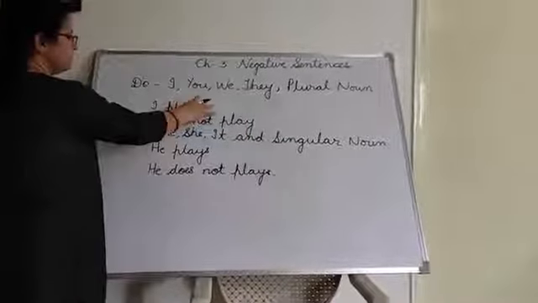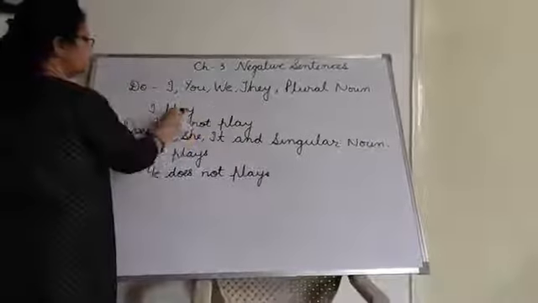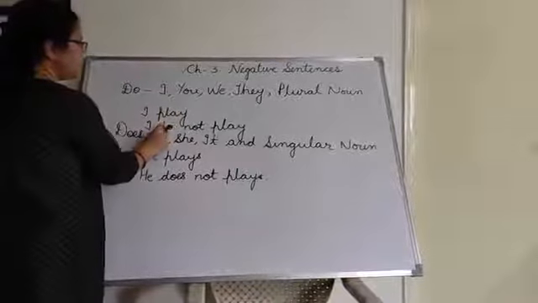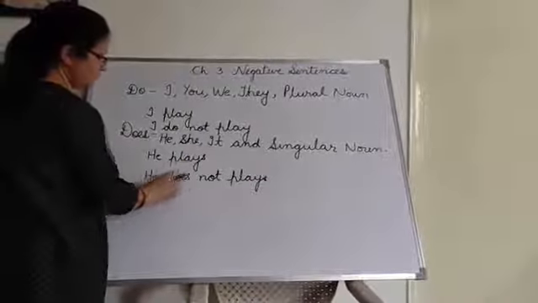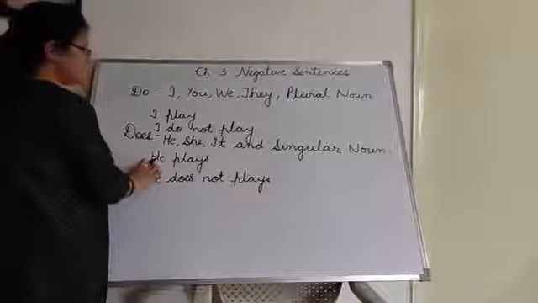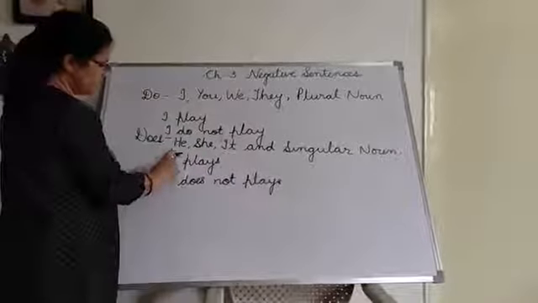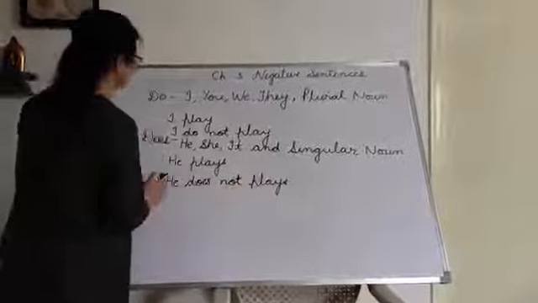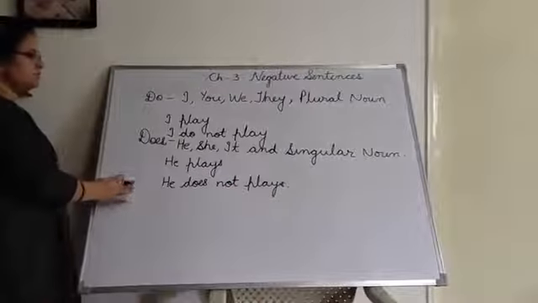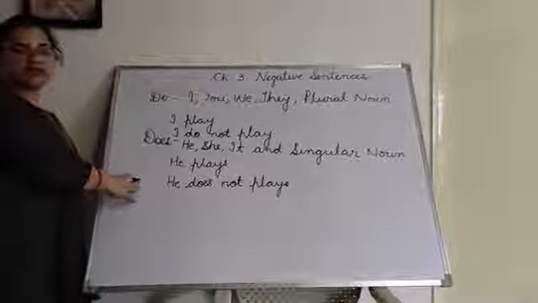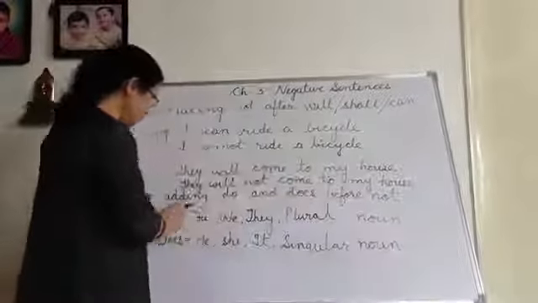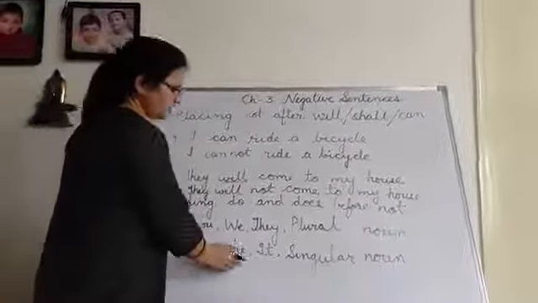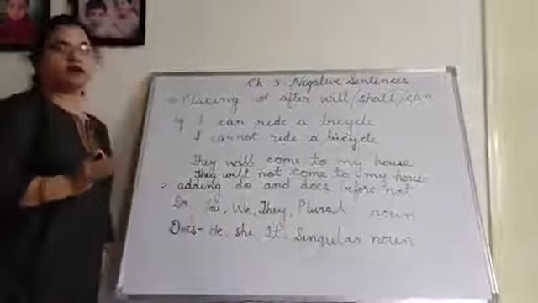So, I play. I do not play. To make it negative, you will place not after do. And here, he plays, so you will place not after does. With he, it is, you will use does here. So he does not play. So in this way you will use these words in the sentence to make it negative. Do is used with I, you, we, they and plural nouns, and does is used with he, she, it and singular nouns.